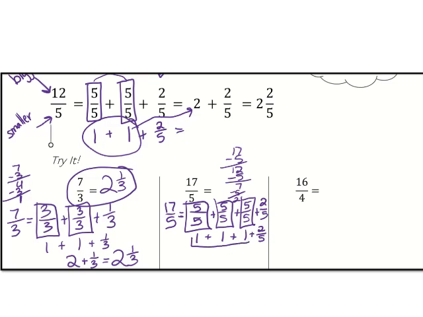Combine my numbers. 1 plus 1 plus 1 is 3, plus 2/5, and I can rewrite that like a mixed number, 3 and 2/5. That can go up here. Oops, I didn't give myself a lot of room.